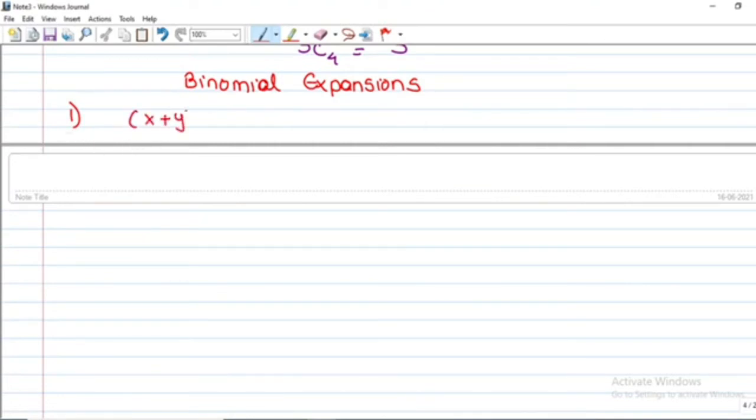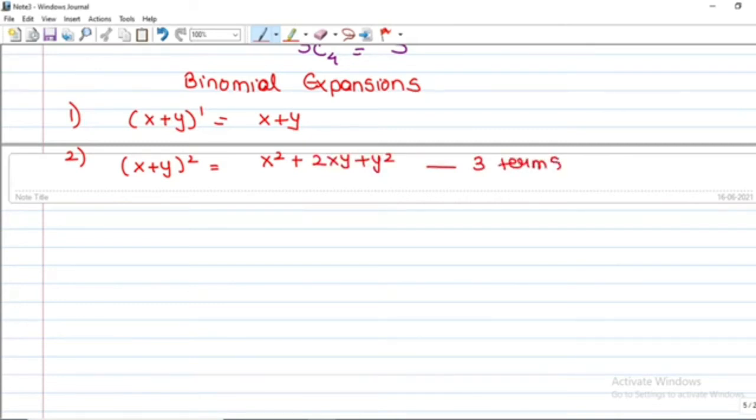X plus y power 1 is what? X plus y. Second thing, if I tell you x plus y the whole square is what? You will automatically tell me it is x square plus 2xy plus y square. That is very correct. But here if you observe, 3 terms are there, but the power is 2. Now if we move ahead, x plus y the whole power 3 if appears, what is its formula? Its formula is x cube plus y cube plus 3x square y plus 3x y square. So here you observe 4 terms appear.